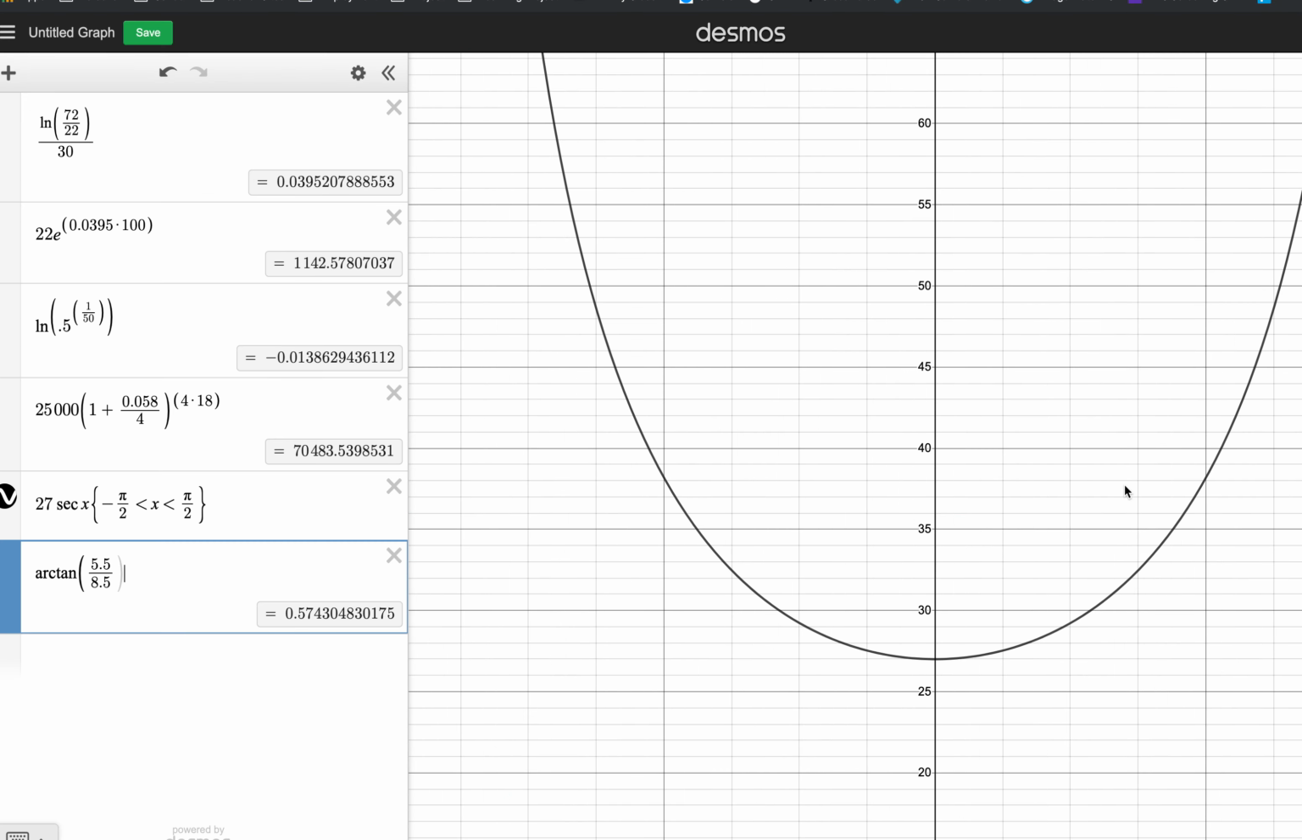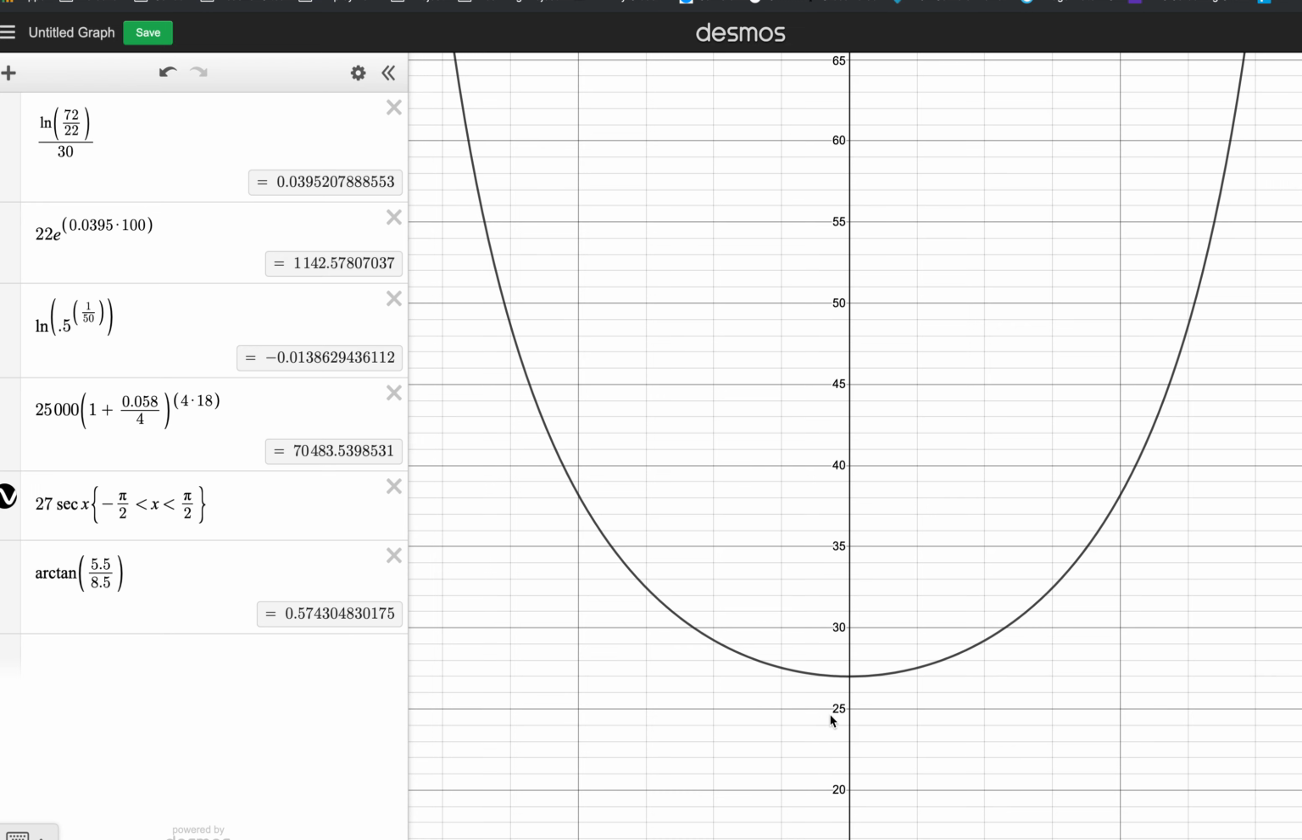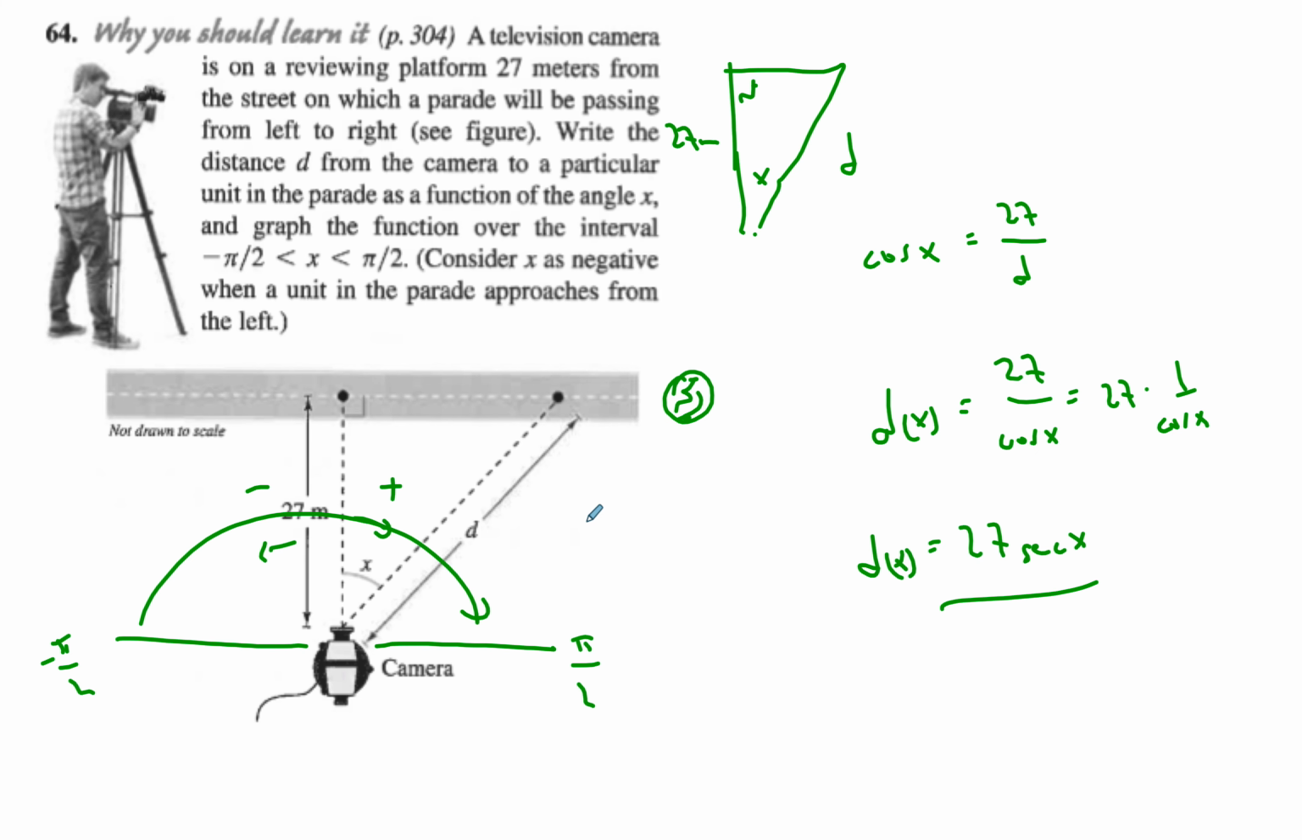Now, if you think carefully about what 27 secant x looks like graphically, the answer actually makes some sense. So this is the graph of 27 secant x, and I've just restricted the domain from negative pi over 2 to pi over 2. So you can see that this graph looks like that. And this point right here is 27, meaning at a 0 degree angle, looking right at it, 27 is closest, and as you go this way, it gets farther and farther away. And as it's coming in, it gets farther and farther away. Okay? So that's it for the examples.